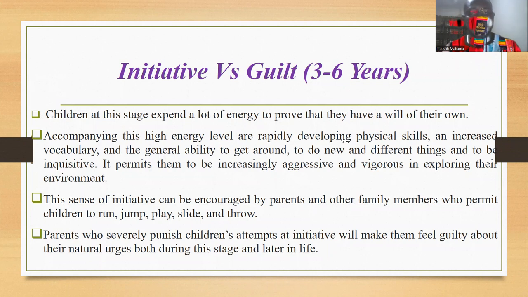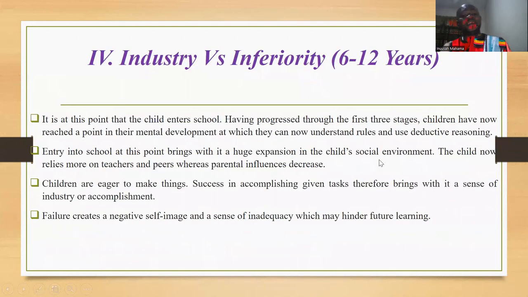All right, let's continue with our lecture. We move to the fourth stage. The fourth stage is industry versus inferiority. Over here, it builds up on the third stage. At the age of 6 to 12, the child needs to be industrious and be thinking about the kind of occupation that they want to have.